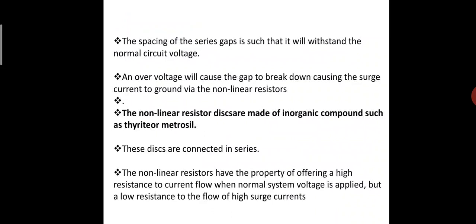The non-linear resistor discs are made of an inorganic compound such as ferrite or metrosil. These discs are connected in series. The non-linear resistor has the property of offering a high resistance to current flow when normal system voltage is applied, but a low resistance to the flow of high surge currents.